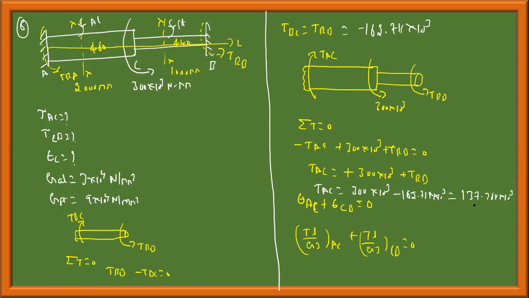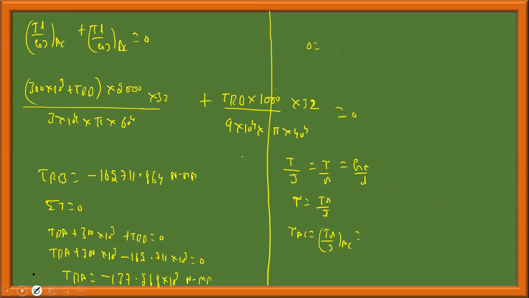Hope you can understand this. We got these two equations. TAC is equal to 300 into 10 power 3 plus TRB. Therefore, TAC is equal to 137.288 into 10 power 3. But the reaction torques are TRA equal to minus 137 and TRB, which was equal to minus 162. Okay, we'll go to this.